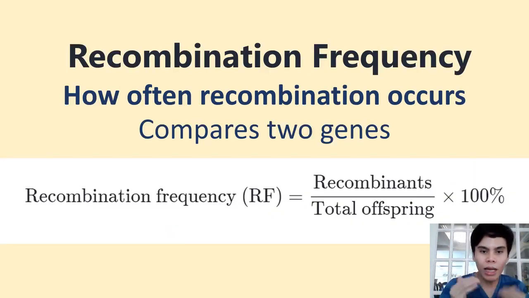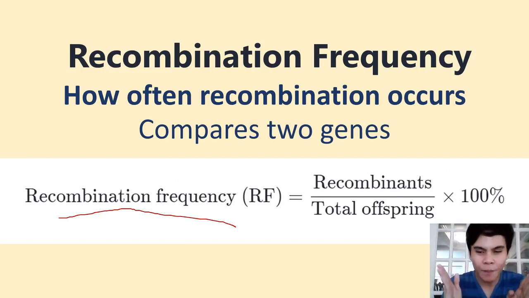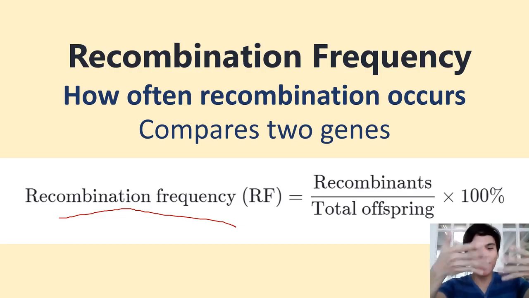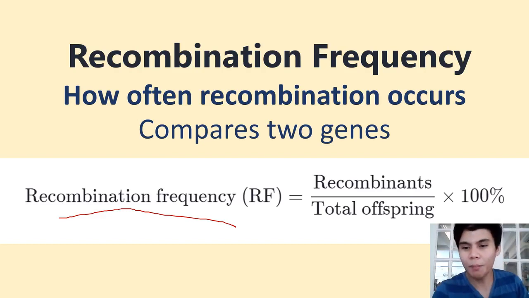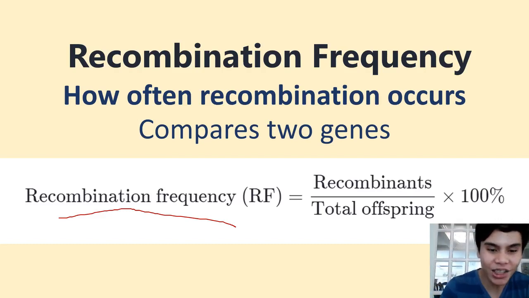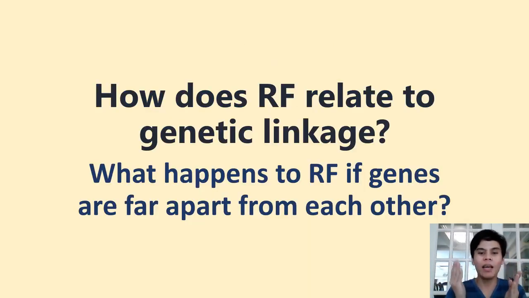So now that we know the number of recombinants and the total number of offspring, we can get what we call recombination frequency. How often these two genes recombine with each other. Okay? So we just get that by getting recombinants divided by total offspring. So again, we divide it by all the number of offspring, and we multiply it by 100% para maging percentage siya.